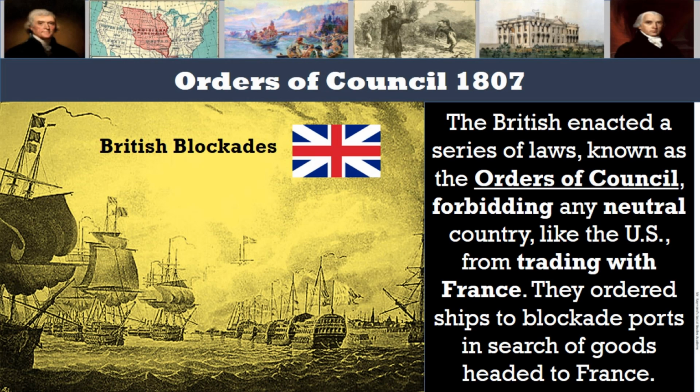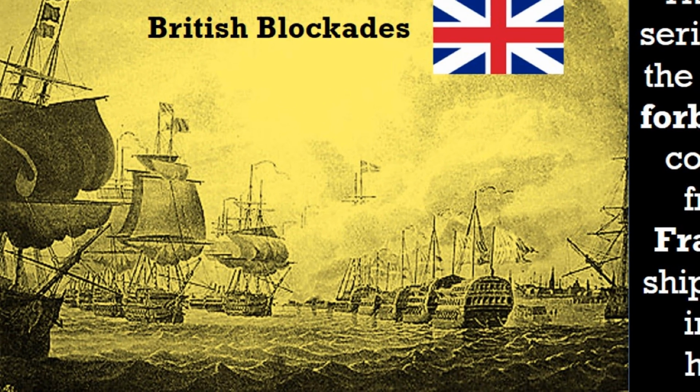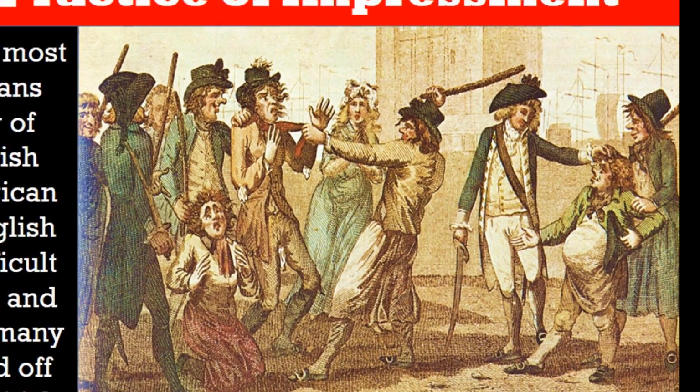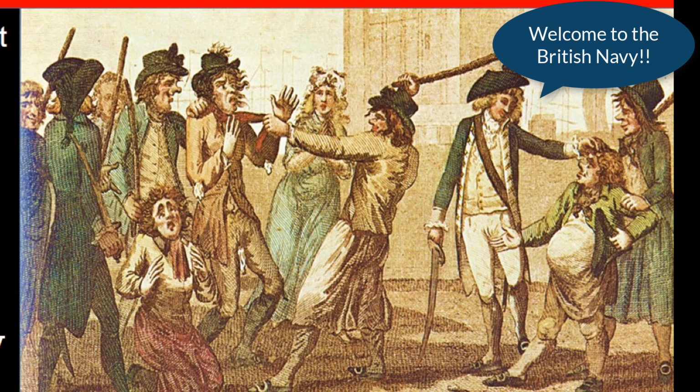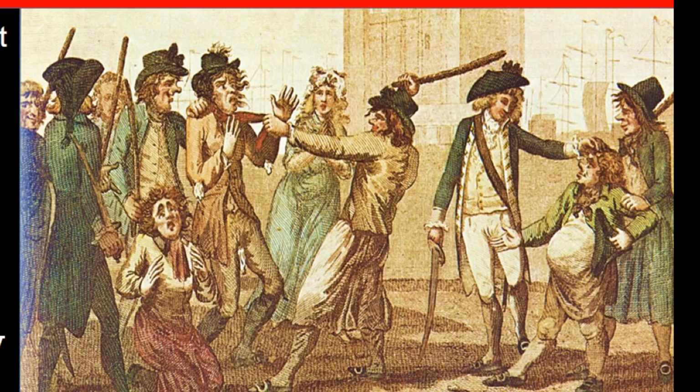The British enacted a series of laws known as the Orders of Council, forbidding any neutral country, like the U.S., from trading with France. They ordered ships to blockade ports in search of goods headed for France. One of the policies that we touched on last time that most infuriated the Americans was the British policy of impressment. British ships would stop American vessels looking for English sailors. It was often difficult to tell who was English and who was American, so thousands of U.S. sailors were forced off of their ships and onto British naval vessels, where they were forced to serve in the British Navy.